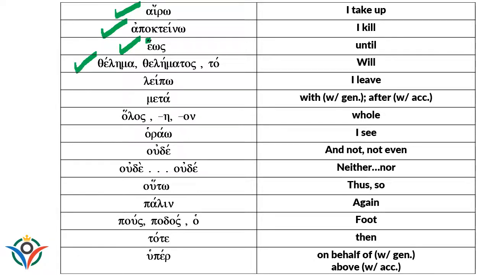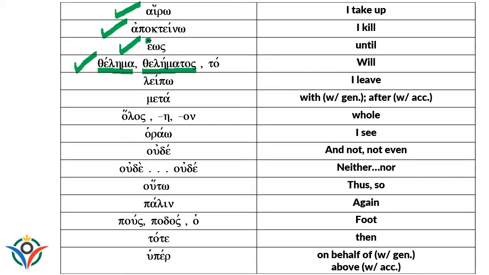And next we have thelema, thelematos. Alright, so I hope that you can recognize what type of a noun that is. It is a third declension because it gives us the nominative and genitive singular forms.